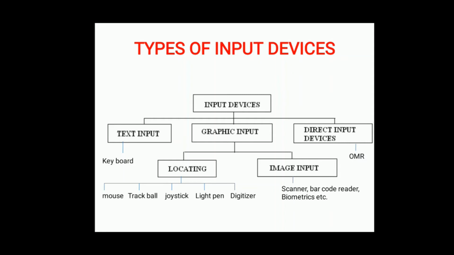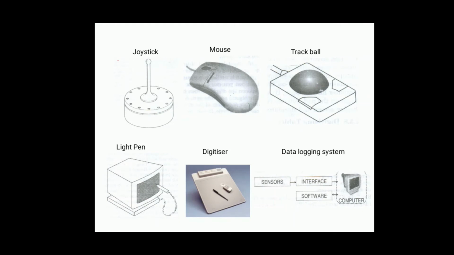Next point is the types of input devices, as per text input, graphics input, and direct input devices. There are some types of input devices that we regularly use, like mouse, trackball, joystick, light pen, digitizer, scanner, barcode reader, and biometrics. These are examples of input devices. We will see them one by one. We can see the images of the input devices here.